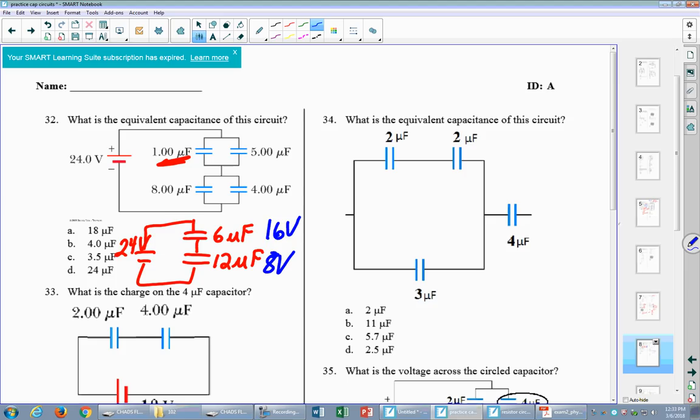Okay? Those are helpful hints. They will make your test go from an hour-long test to a 30-minute test, if you can see those little hints along the way. Okay, so if that's 16 volts, then that's also the answer here. That's 16 volts, that's 16 volts, this is 8 volts, and this is 8 volts. Okay?